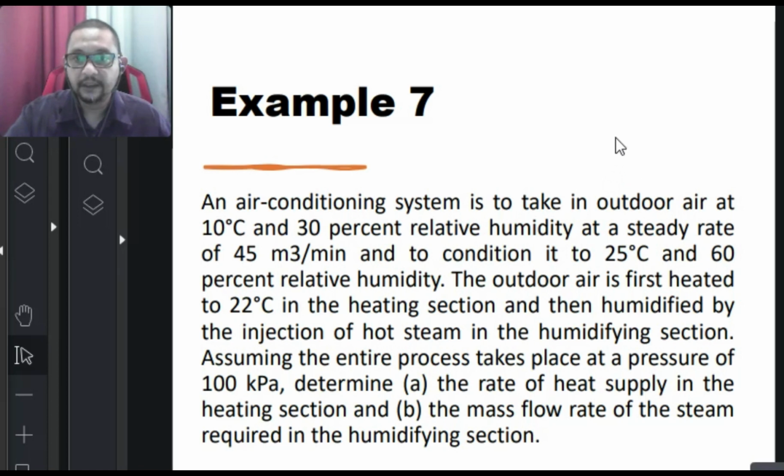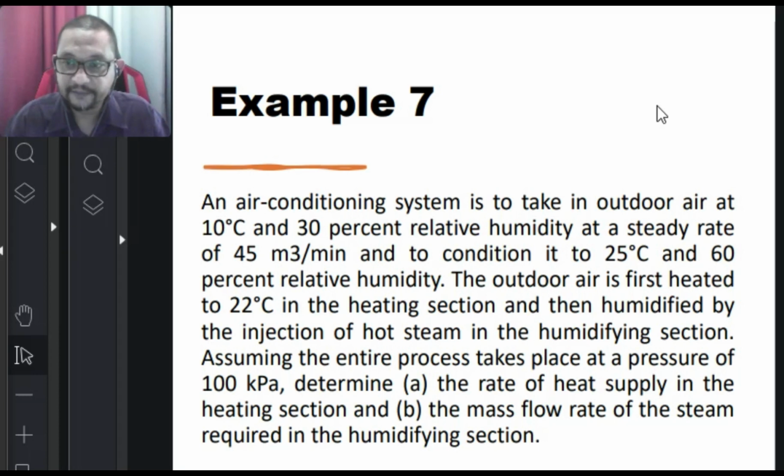So this is example 7. An air conditioned system is to take in outdoor air at 10 degrees Celsius and 30% relative humidity at a steady rate of 45 meter cube per minute, and to condition it to 25 Celsius and 60% relative humidity.